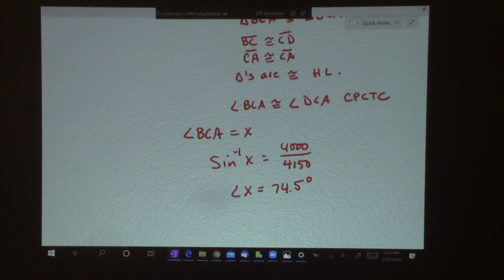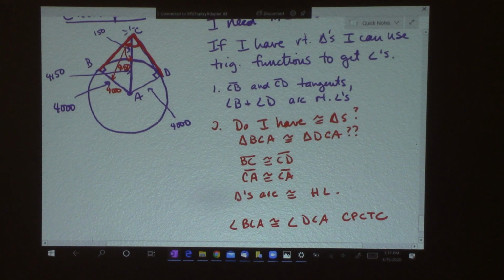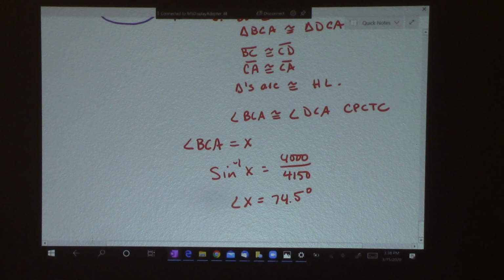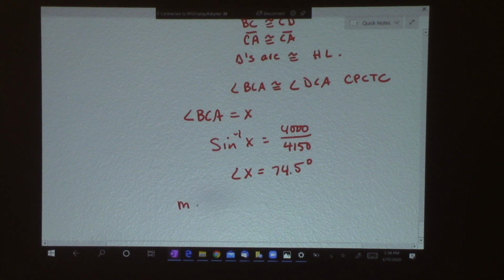Then, this is a long problem, hang with me, I know it's long. If half of this big angle BCD is 74.5, then the whole thing, BCD, is 2 times that, which is 149.